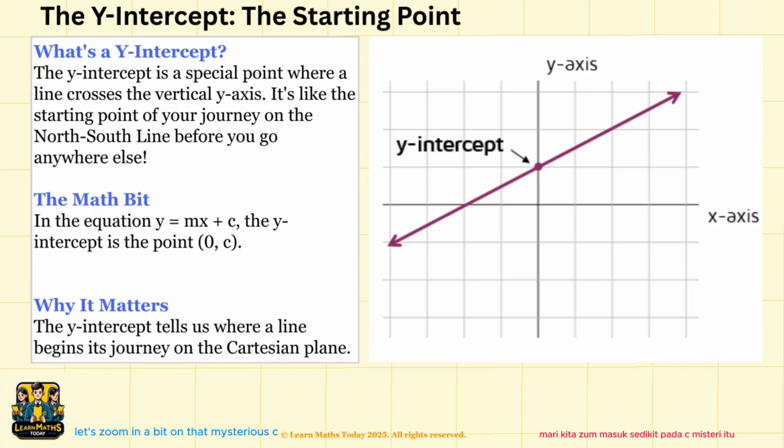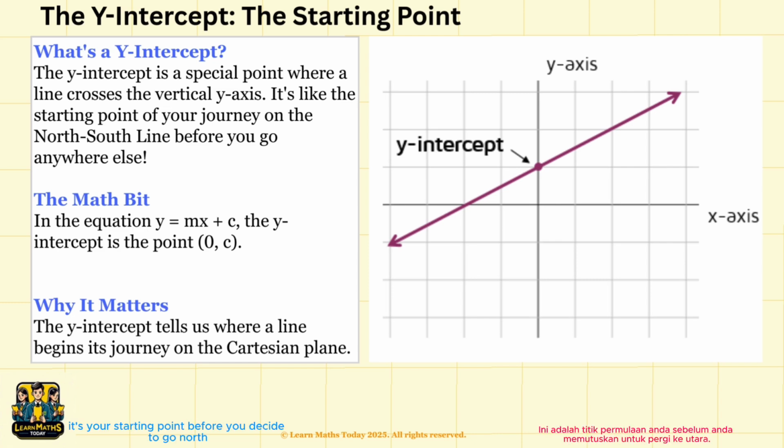Let's zoom in a bit on that mysterious c in our equation, y = mx + c. This is the y-intercept. It's a really important piece of information for drawing and understanding any straight line. So what exactly is a y-intercept? It's simply the special point where a line crosses the vertical y-axis. Imagine the y-axis as the north-south MRT line. The y-intercept is like your initial station on that line. It's your starting point before you decide to go north or south, or east or west. It's where your journey on that line officially begins in relation to the vertical axis.